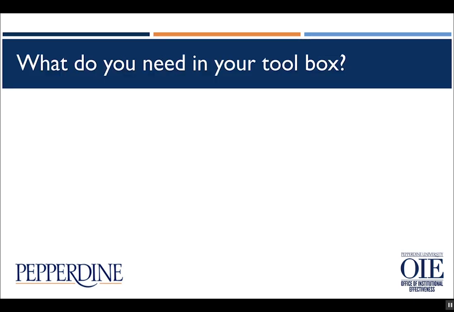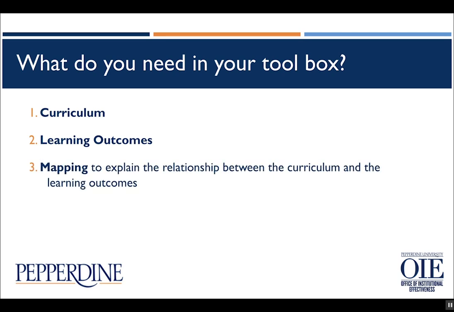The first two items you need in your toolbox are your curriculum and your program's learning outcomes. Next, you'll need your mapping. Mapping demonstrates where your curriculum and learning outcomes align. The next tool you'll need is your rubric. Scoring a student assignment on a rubric gives you what is called direct evidence.